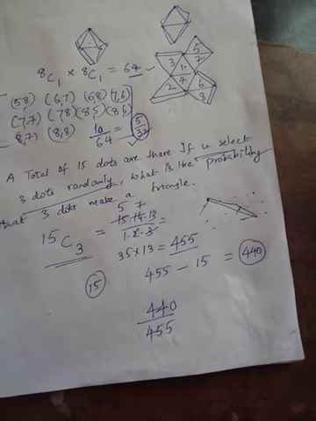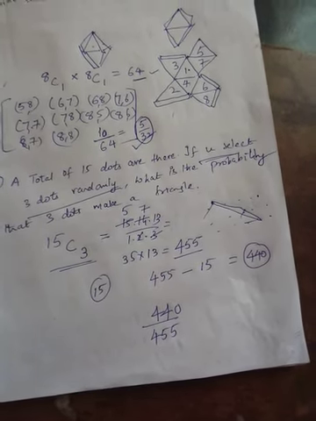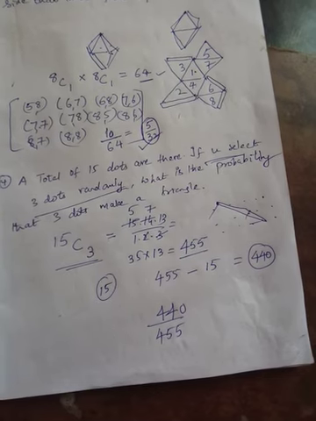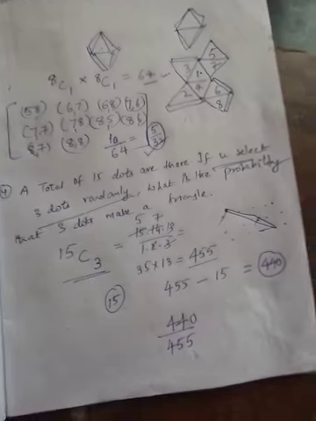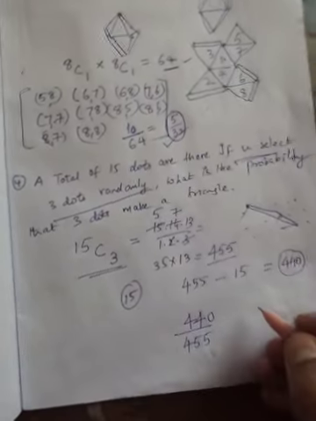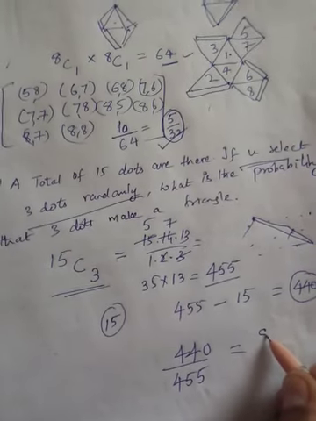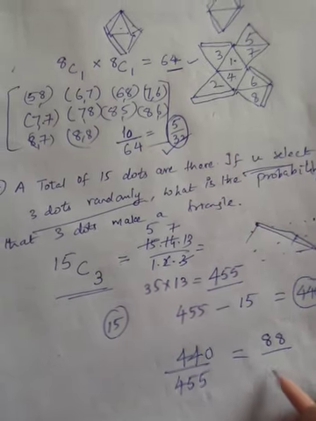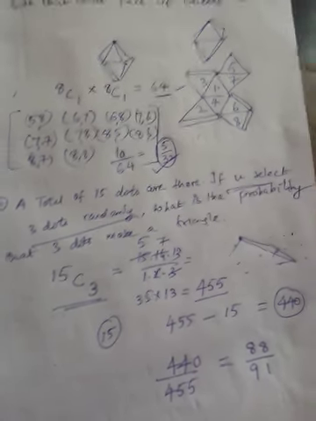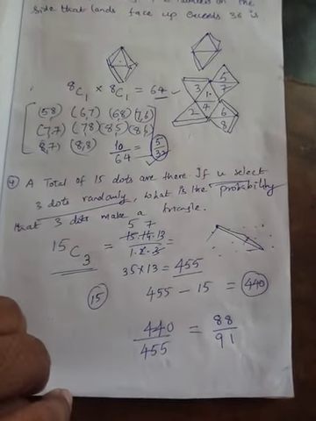That is, you can simplify the same thing. So 440 by 455. You can cancel it with, say, 5. 5 8s are 40, 5 8s are 40. 5 9s are 45. 88 by 91 or so. Let's go to the next one.